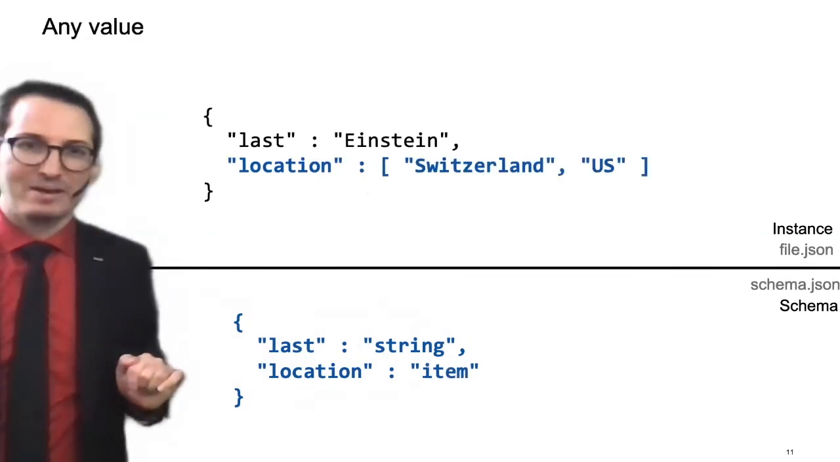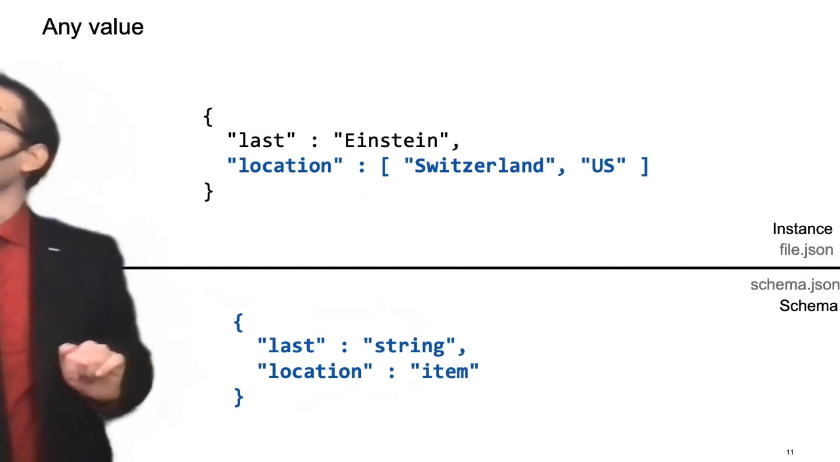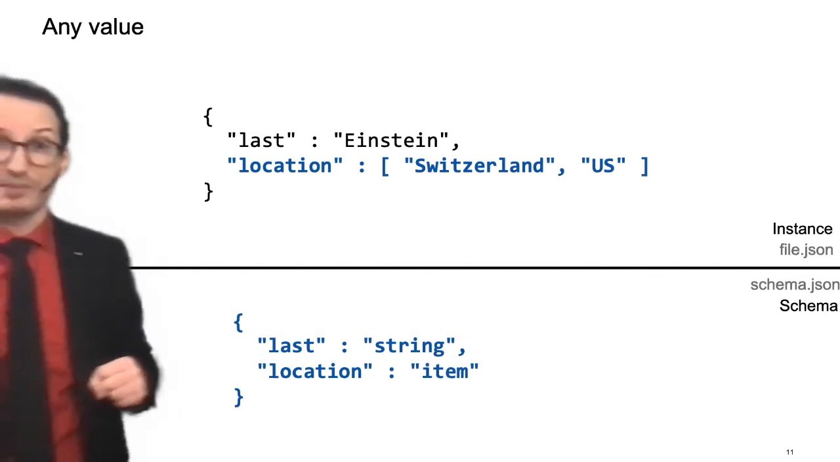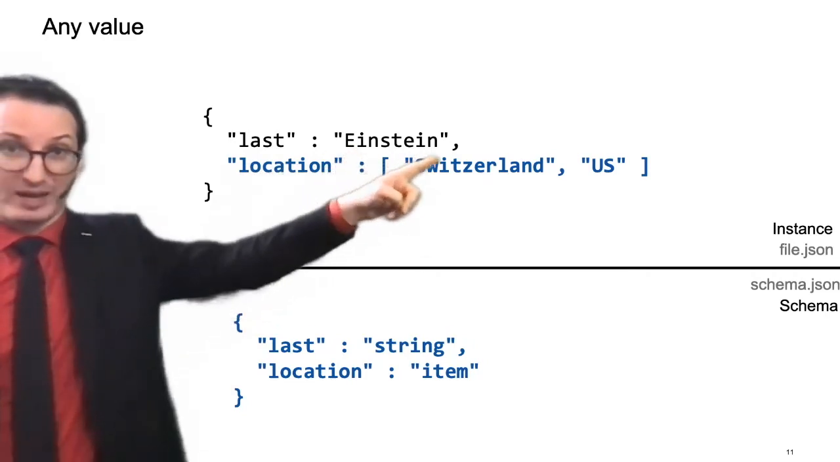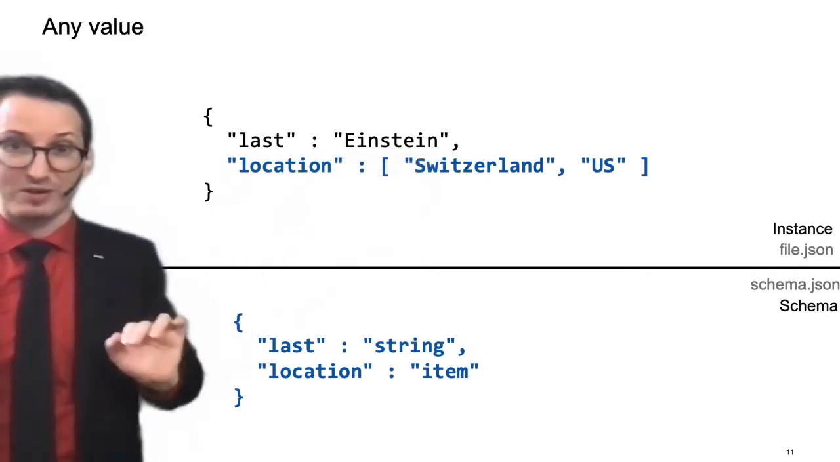Okay. Now, more complicated. What if we have nestedness that we want to capture? So, for example, I might have location here, which is an array there with Switzerland and US.